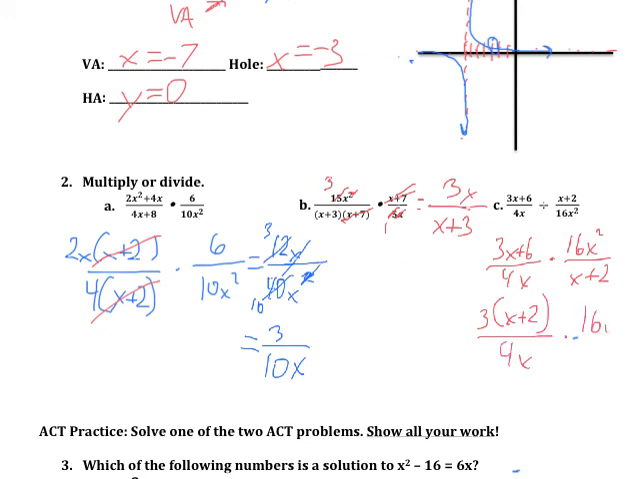Alright, a little simplifying here, that x plus 2 and x plus 2 can cancel out. This x cancels out with this little square that leaves a single x on top. 4 goes into 4 one time and into 16 4 times. So it looks like all I've got on top is a 3 times a 4, which is a 12, and an x. And that's my final answer because there's nothing left on the bottom. So that's it.